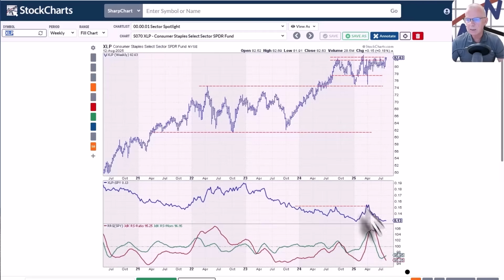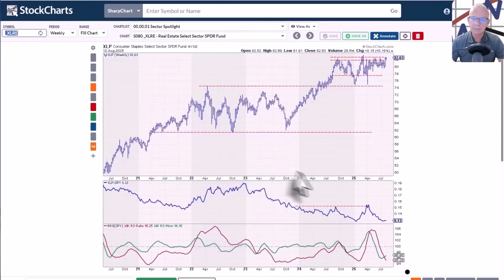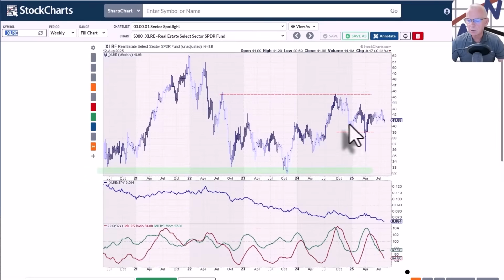What you see now is that the relative strength is finding some support and it's starting to move sideways. And then you immediately see the RS momentum line pick up. It's very early, but there's a little bit of an improvement here. But other than that, it's still a sector that is on the left-hand side inside the lagging quadrant on the weekly RRG. And then we go to real estate. Real estate also moving sideways.